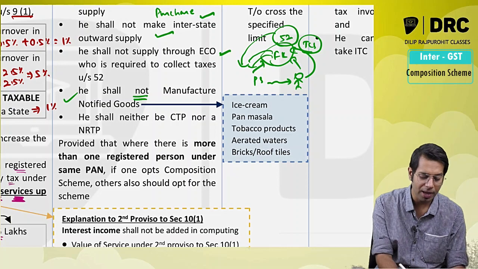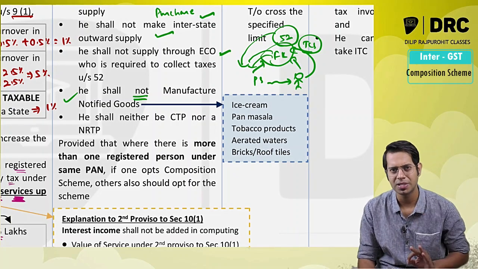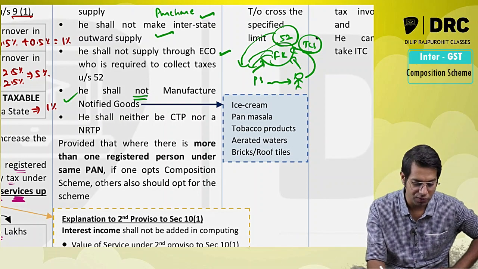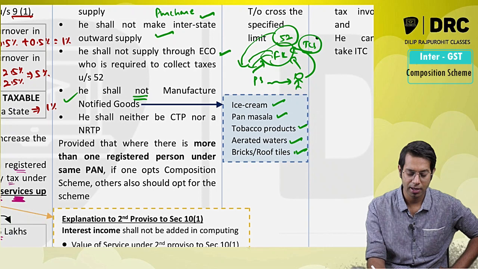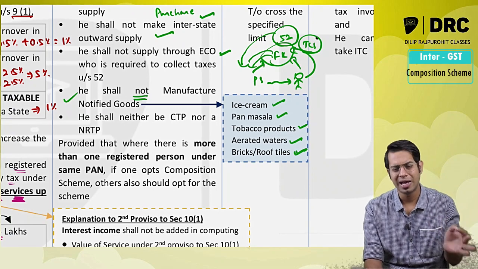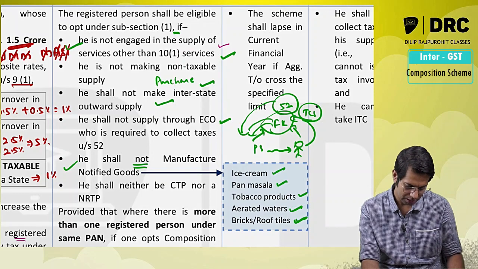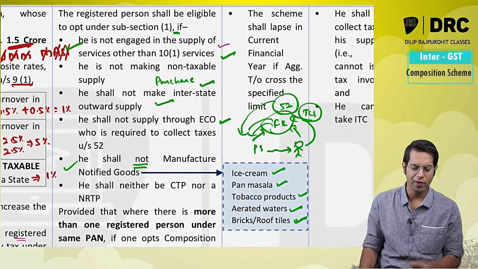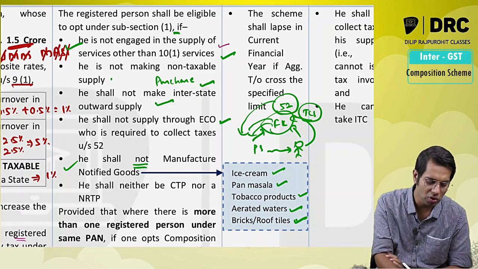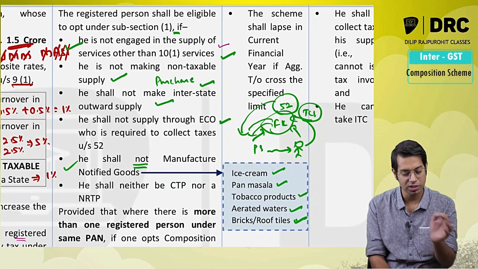Then he shall not manufacture notified goods. Can a manufacturer become a composition dealer? Answer is 100% yes, but he should not manufacture notified goods. Which are these? Ice cream, pan masala, tobacco products, aerated waters, roofing tiles, bricks, etc. I should not manufacture notified goods. One more condition, I should not make interstate outward supplies.